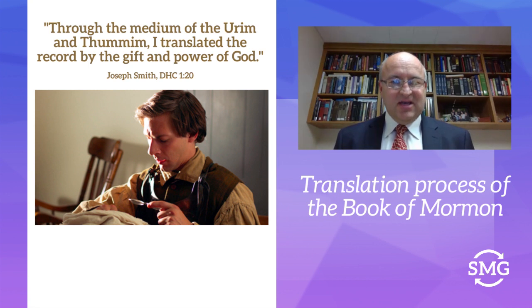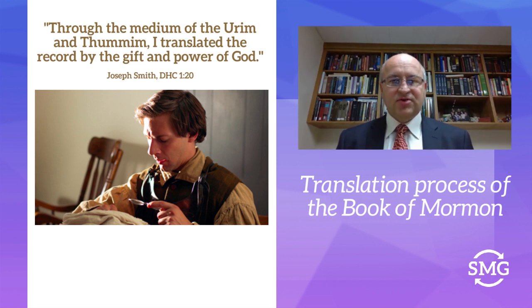Joseph Smith said of these Urim and Thummim, "Through the medium of the Urim and Thummim, I translated the record by the gift and power of God." Now, the context of him saying that is he had a meeting where he's there, his brother Hiram is there, many people who are going to be the members of the first quorum of the 12, and some of the 70 are in there. They're outside of Kirtland, Ohio.